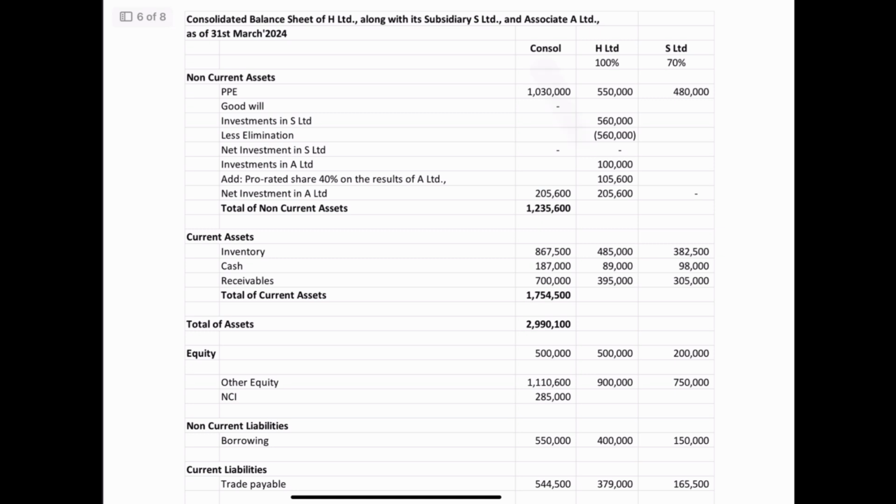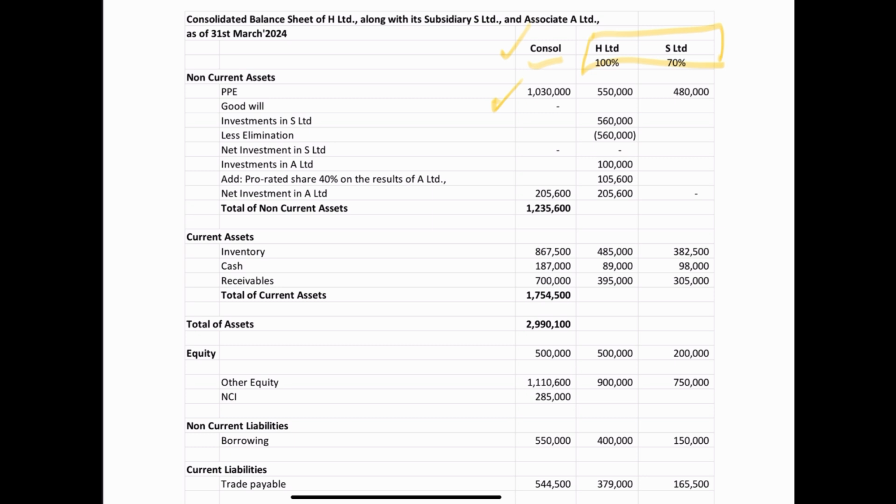Okay, and here what is the consolidated financial statement would be relevant. Okay, this H Limited and S Limited I have just put for your reference. But in the exam you don't have to write H Limited, S Limited. You'll have to write only the consolidated statement. Okay, so first non-current asset item is PPE. So PPE from H Limited is 550,000 and from S Limited is 480,000. So in the consolidated financial statement, you will have to just add these two. So 10,30,000 will be the PPE in the consolidated financial statement.